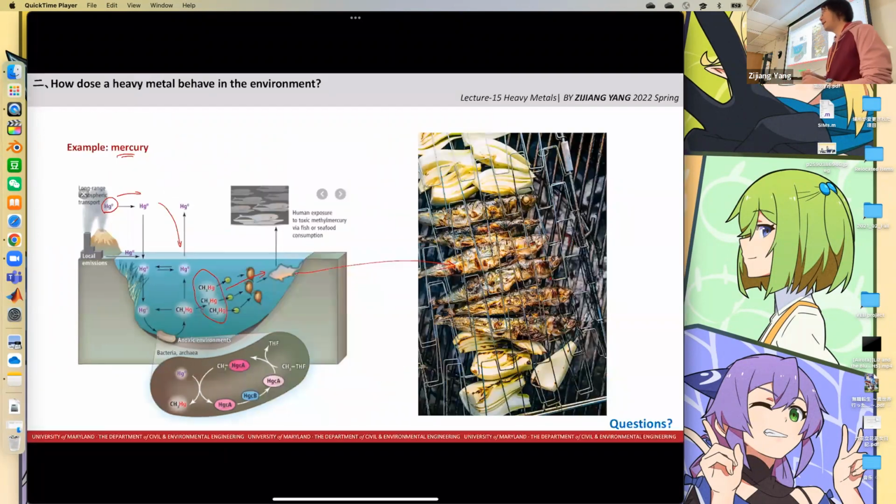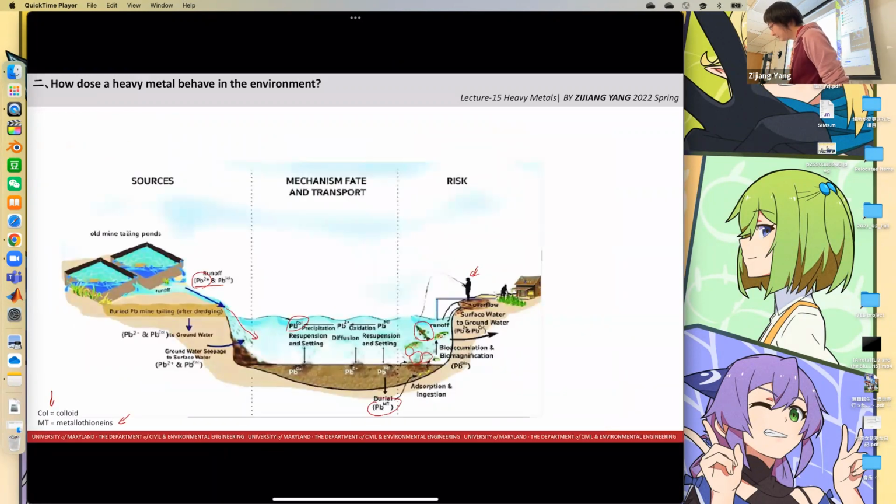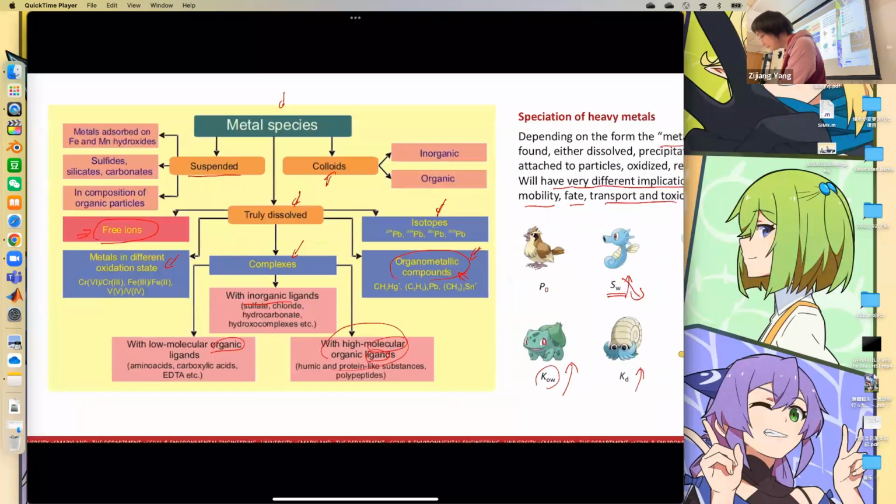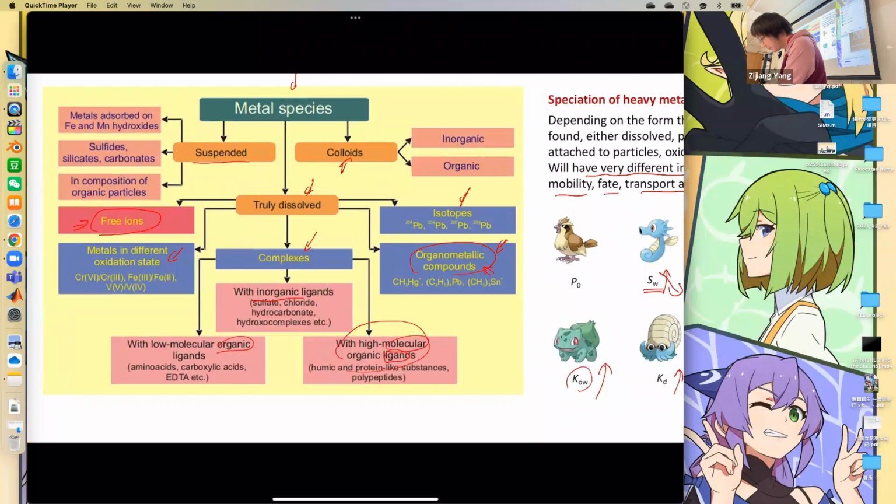So far, do you guys have any questions? Question two, where you have the general. This one? What is the difference between the dissolved ones that form complexes with an organic ligand versus the organometallic compound?